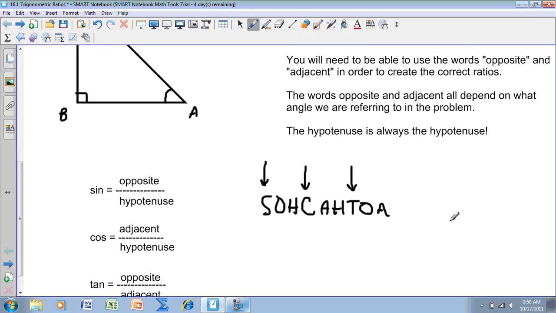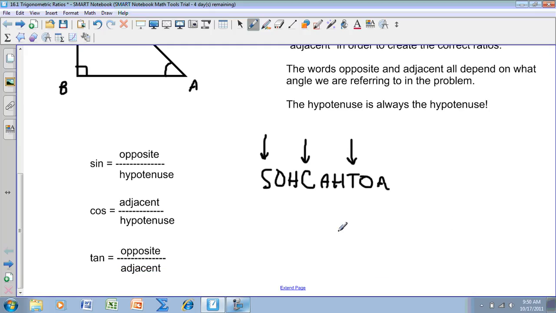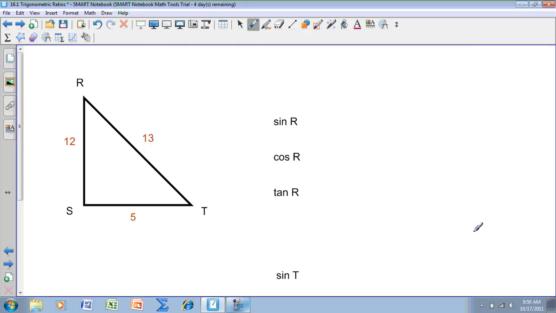You need to know where the opposite side is, you need to know where the adjacent side is, and you need to know where the hypotenuse is. All right? Let's do a couple of examples here. Here's a triangle. It's a right triangle. And we want to find the sine of angle R, the cosine of R, the tangent of R. So I guess that means we're looking at R here. All right. What did we just learn? We're looking at Chief SOHCAHTOA.